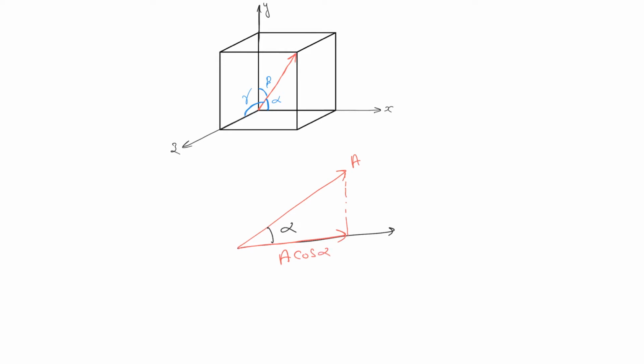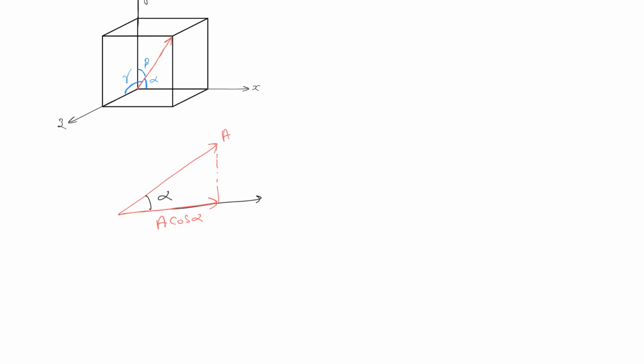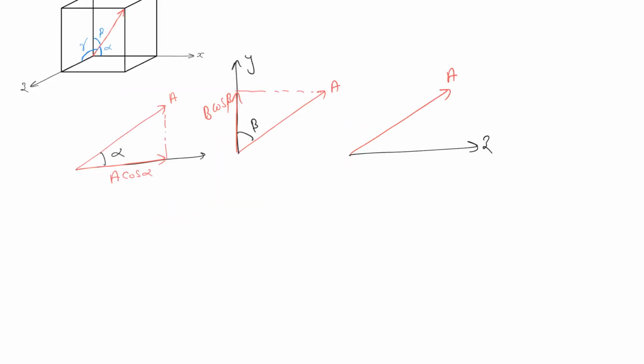In the same way, if the same vector A is making an angle beta with respect to the y-axis, we can find out the component of this vector A along the direction of the y-axis, that will be equal to A cos beta. And likewise, this vector A making an angle gamma with respect to the z-axis, we can write the component of the vector along the z-axis will be equal to A cos gamma.